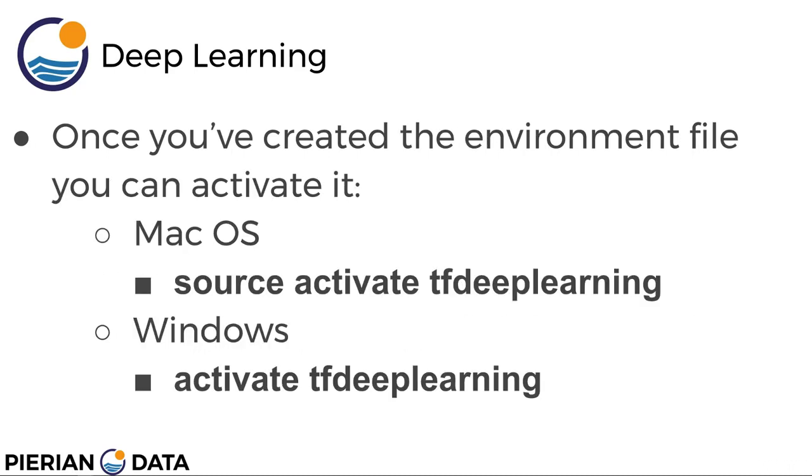Once you've created the environment, you can then activate it. If you're on Mac OS or Linux, you're going to use source activate TF Deep Learning. That's the name of the environment. If you're on a Windows computer, then you're just going to use activate TF Deep Learning.